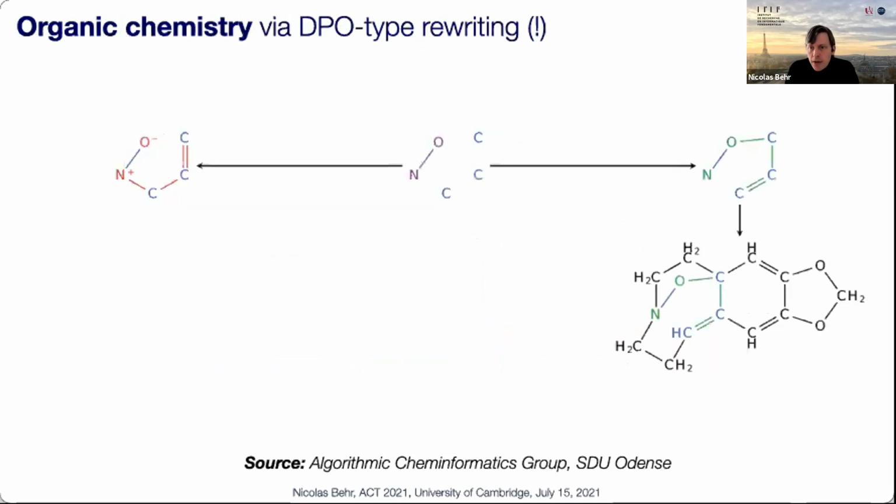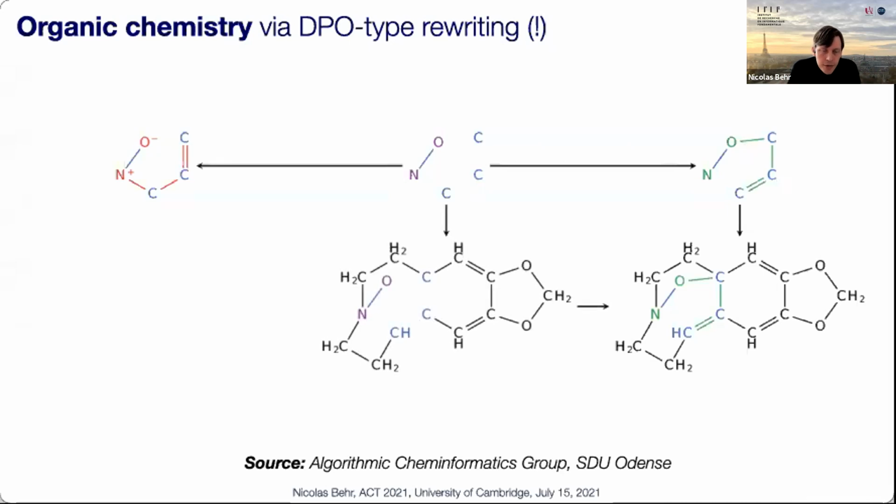And just to show you that this is not some abstract nonsense, I'm showing you here one beautiful example from chemical rewriting theory, which is taken from the website of my collaborators, Daniel Merkle and Jakob Andersen of the algorithmic cheminformatics group in Odense. So you see here on the top, it's a little pattern transformation in a template in a molecule. And here is an actual chemical molecule.